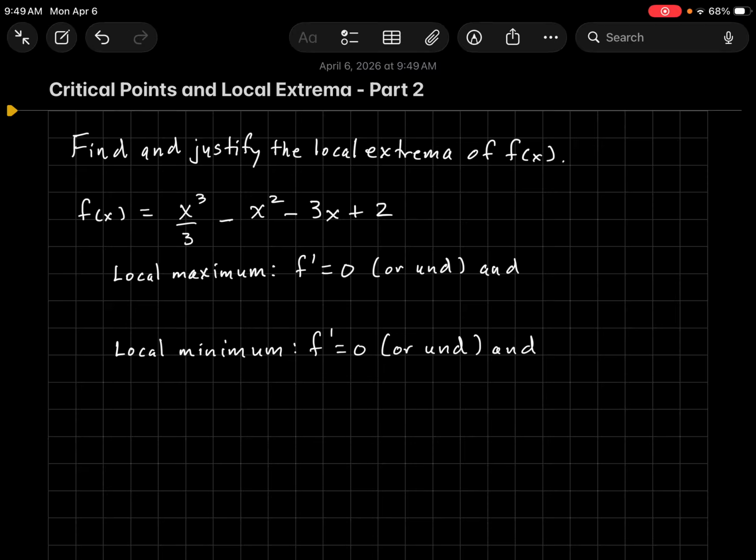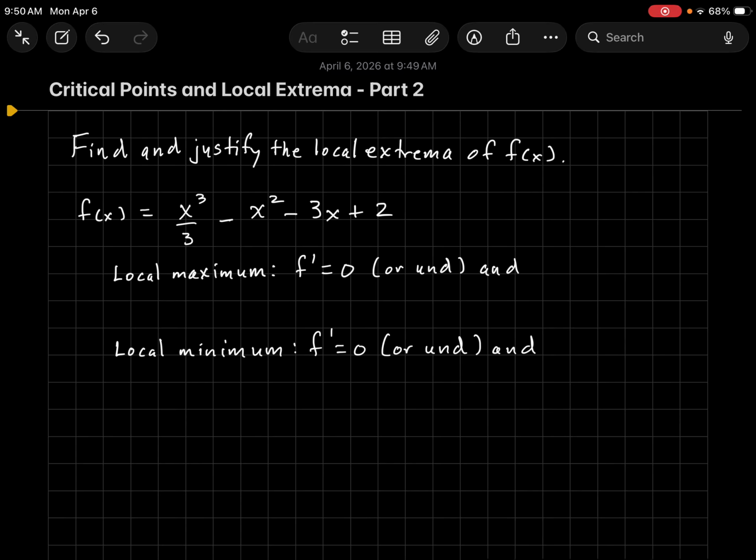Critical points and local extrema, part 2. In the last video, we did the concept behind critical points and local extrema. In this video, we're going to do just a few problems to help solidify the idea. So let's find and justify the local extrema of f of x.